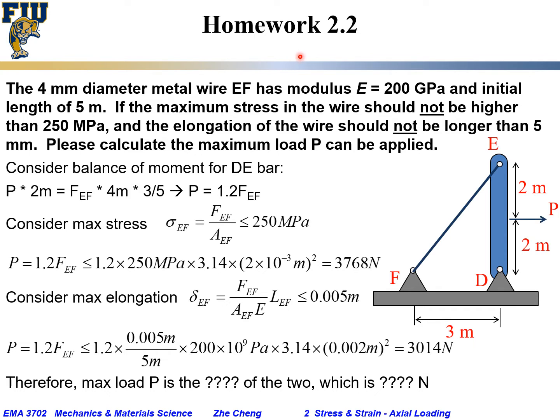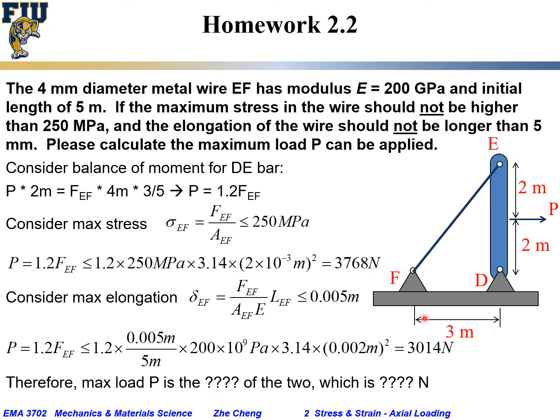Homework 2.2. We have a 4 millimeter diameter metal wire, EF, 4 millimeter diameter wire. We know the modulus is 200 gigapascal. The Young's modulus, or the so-called elastic modulus, is 200 gigapascal. And the initial length before tension is 5 meter. From E to F is 5 meter.